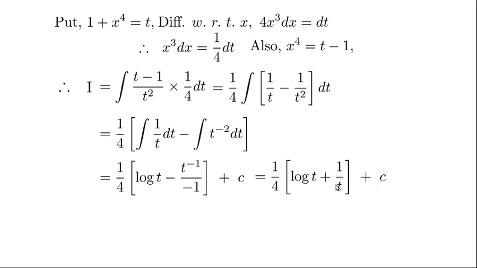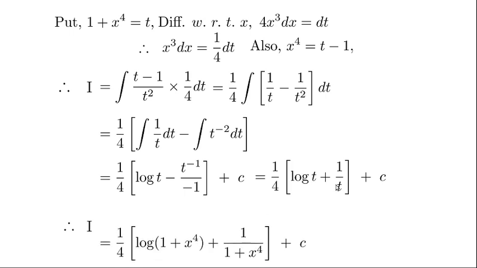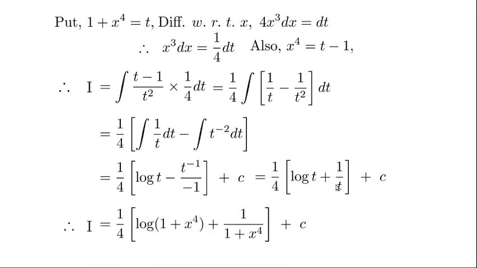And now here we put back the value of t. Therefore we get I equals 1 by 4 times log of 1 plus x raised to 4 plus 1 upon 1 plus x raised to 4 plus c.